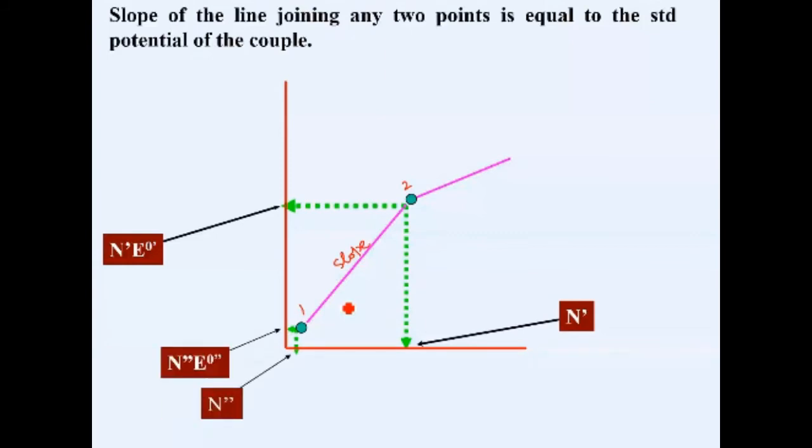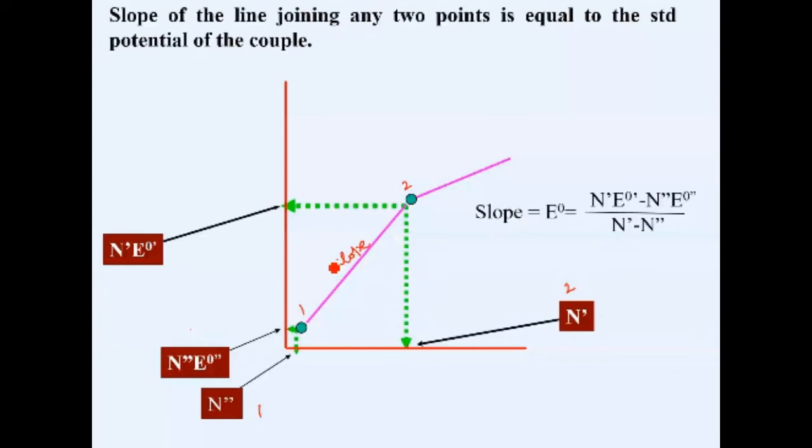One is the N value of species 2, and this is the N value of species 1. Here, the NE value of 1 and the NE value of 2. So we are getting these values from the touching points in this graph. Then we can easily calculate dy by dx, the slope. The slope value will be the difference of NE values: NE2 minus NE1 over N2 minus N1. So you will get dy by dx, and the E0 value comes from this slope.